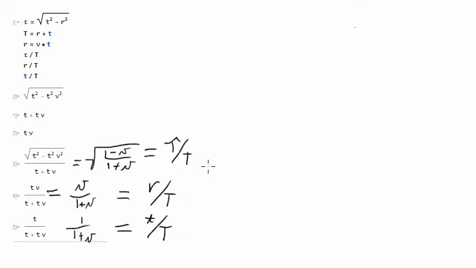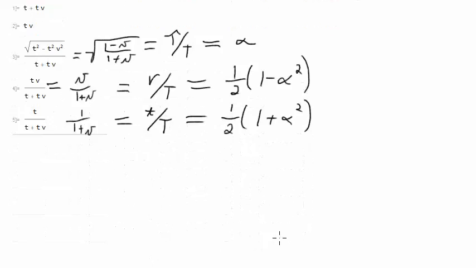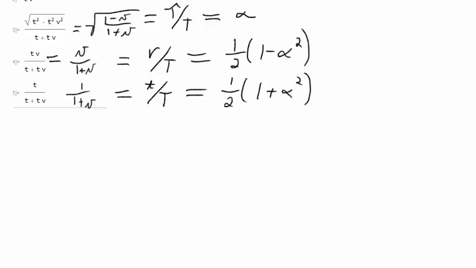Now he's got all of these in an expression involving alpha, and this one, r over T, was 1/2 of 1 minus alpha squared. And t over T, which I have not quite confirmed yet, but he also has, is 1/2 of 1 plus alpha squared. So I'll just confirm that one real quick too.